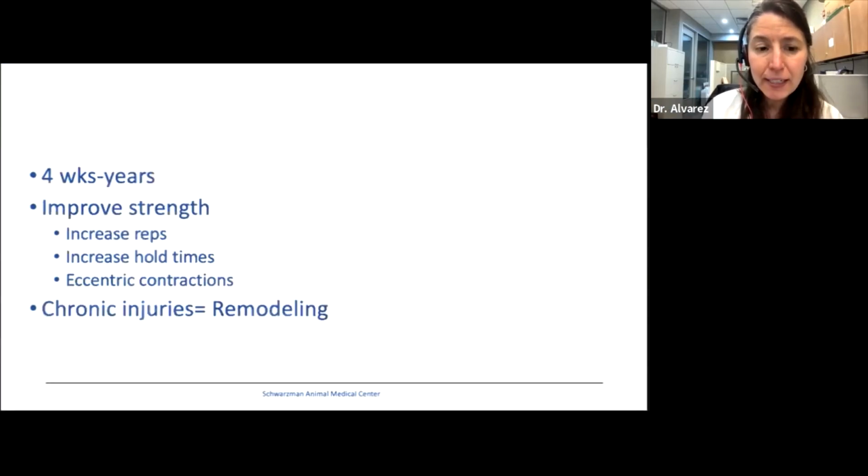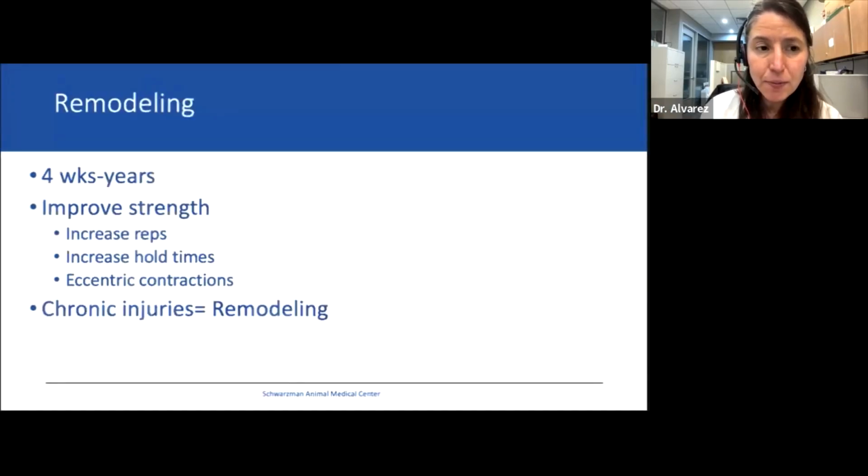Okay, and then finally in your remodeling phase, remember, this is where we're going to gain that final level of strength. So this is where you can really get more aggressive about increasing repetitions, increasing hold times, and what we call eccentric contractions. So when a muscle contracts, it can shorten or it can lengthen during contraction.